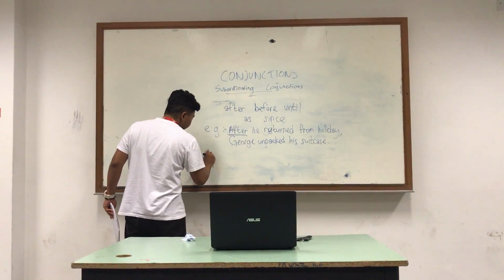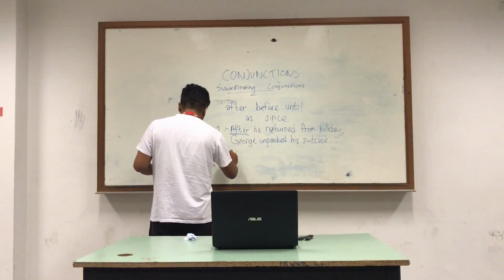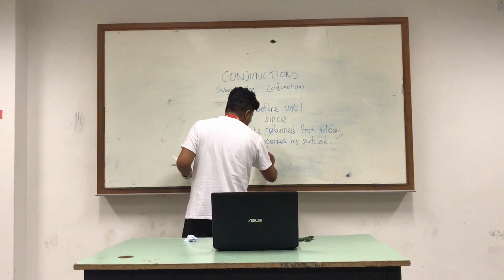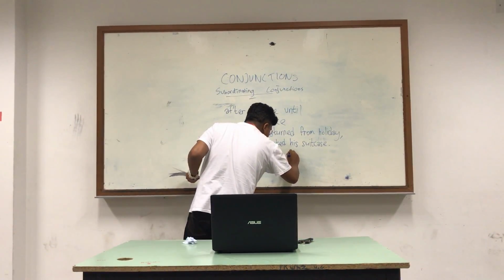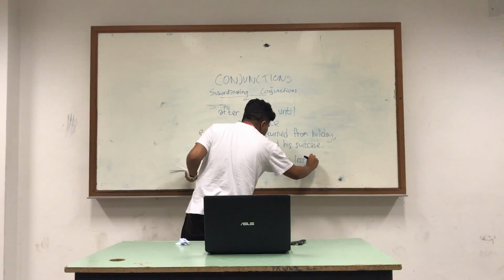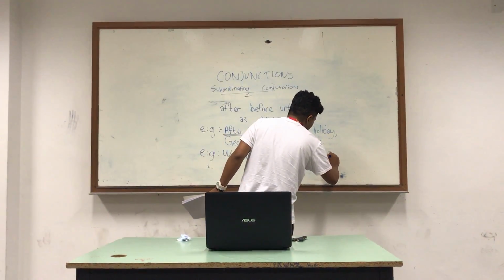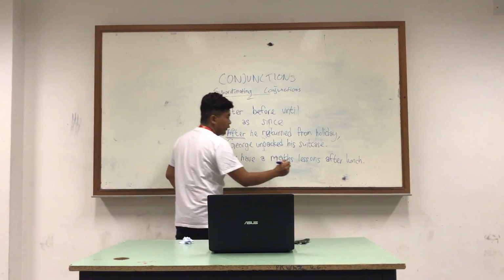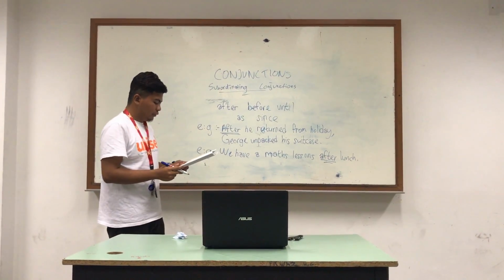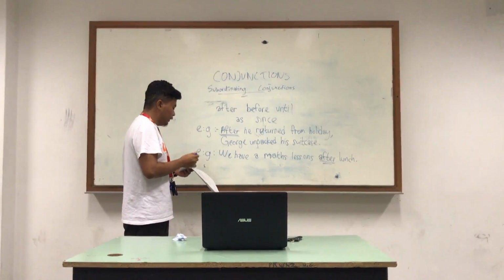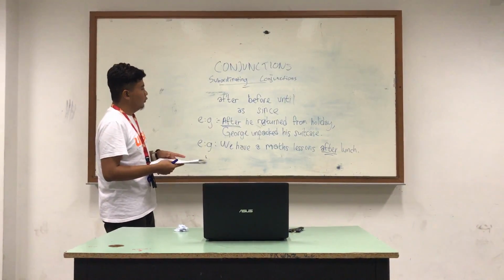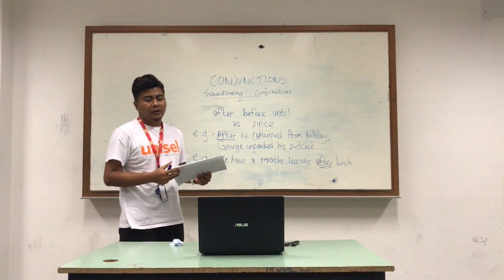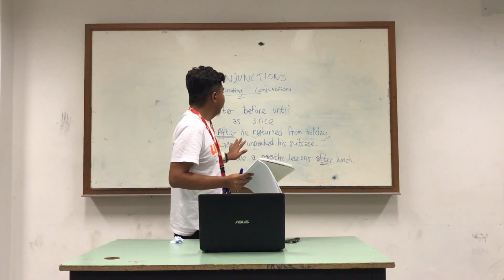Another example I will show you: we have a lesson after lunch. Okay, for this one, we use the word after as a preposition. I know it's very confusing, but once you know the proper way of using these words, I think you can easily make sentences using the subordinating conjunctions.